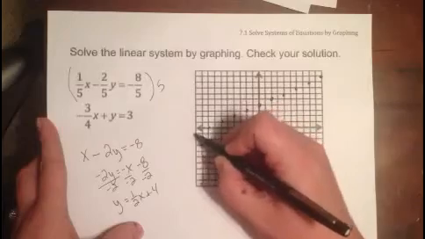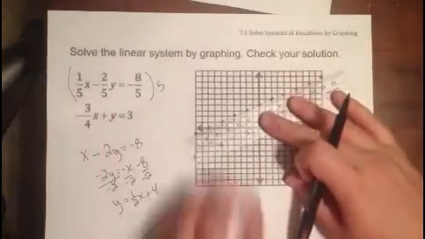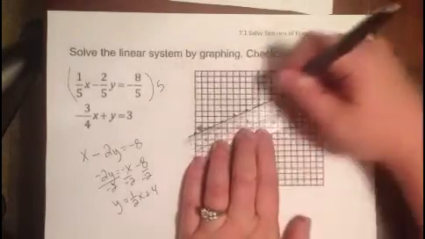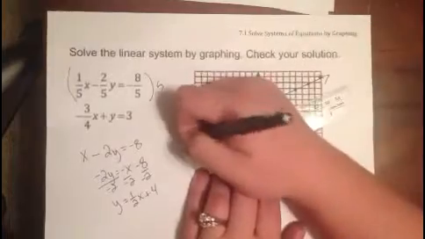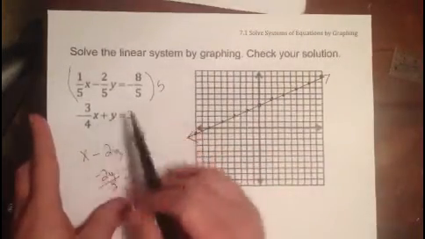Down one, left two, and one more there. And now we can draw the line connecting all of those points. Again, I drew all of those so I can help ensure exactly where these two lines are going to cross. Now this one here is a little bit more simple.